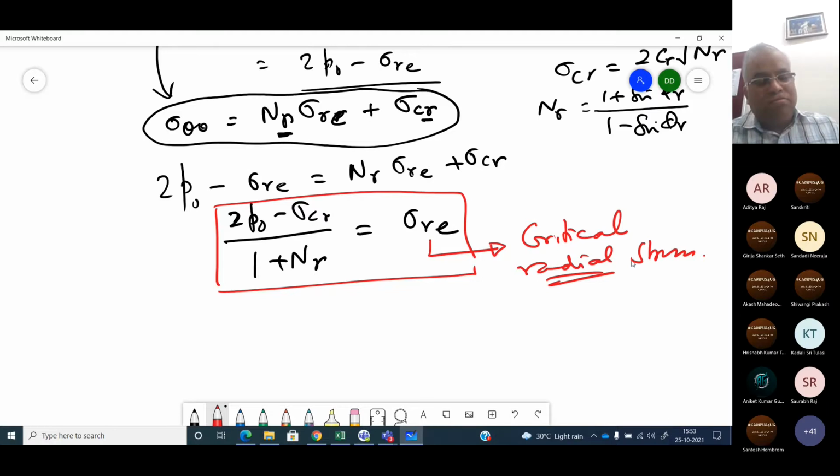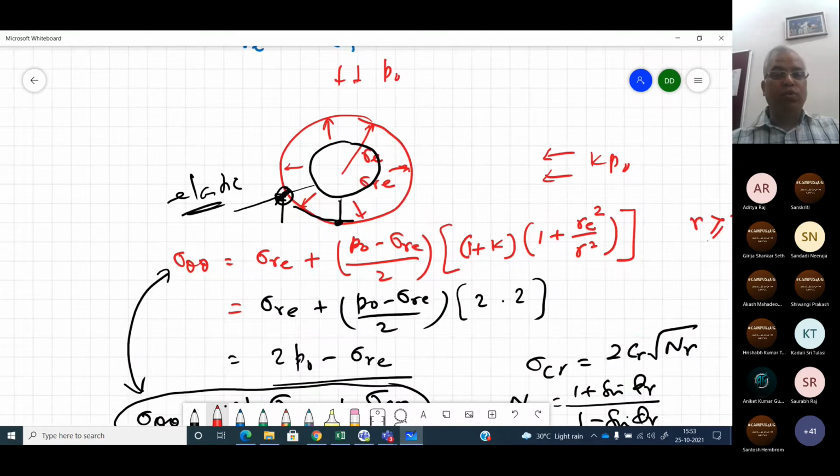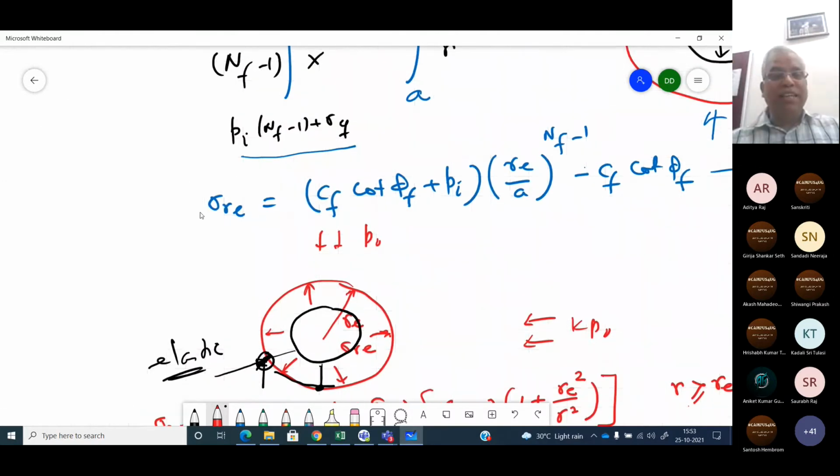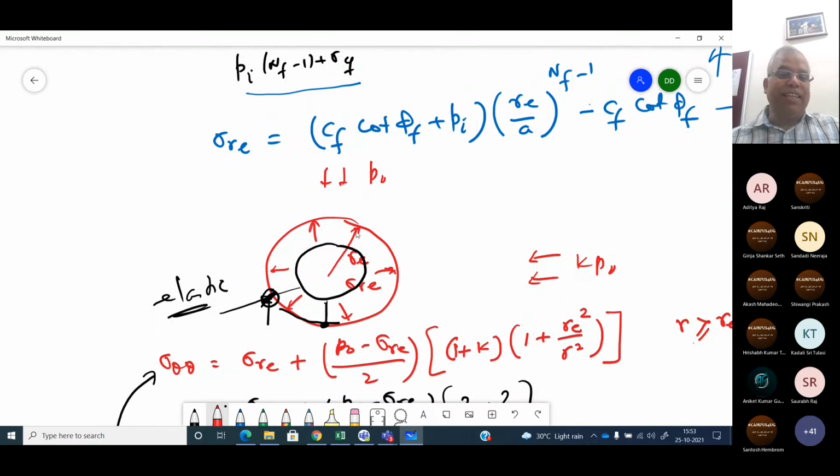Now, can I find this out? Of course. Here I know P naught. I know the compressive strength of the rock because I have tested it in the laboratory, and NR, that is phi r, I have also tested in the laboratory. So I know this value, and when I know this value I will know sigma re. Then I put this value in here and solve for Re. That's it. Then I know this radius, which we call the elastoplastic radius.